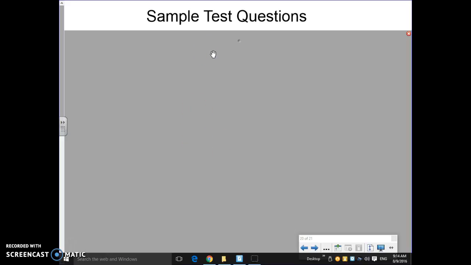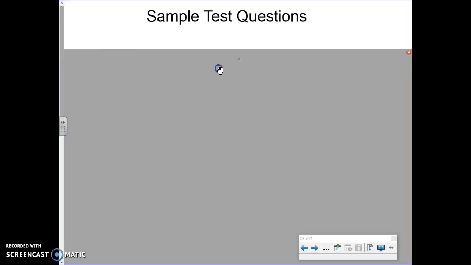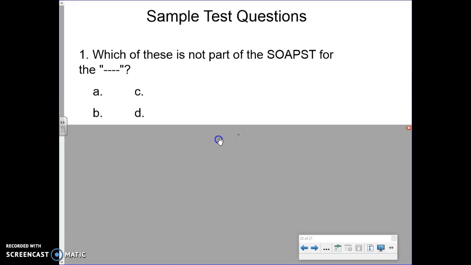You already saw the study guide from class today, so that should be fresh in your mind with relation to types of questions. Okay, so one example of the multiple choice question: which of these is not part of the SOAPSTone for the blank? Blank meaning I'm going to give you a question that has a title. So if I put in here, which of these is not part of the SOAPSTone for the Japanese article, and then I would list 4 different things.